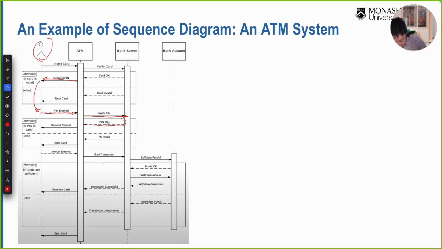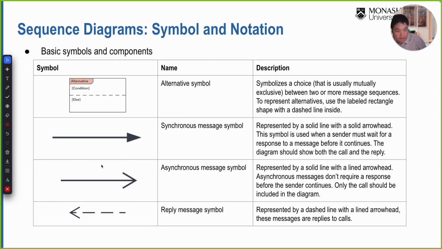Could you provide an example of an asynchronous message? That's a good question. I cannot come up with an asynchronous message live at the moment, but let me think. Asynchronous messages don't require a response before the sender continues. They don't require a response, right? But synchronous messages require a response. So that's the difference.